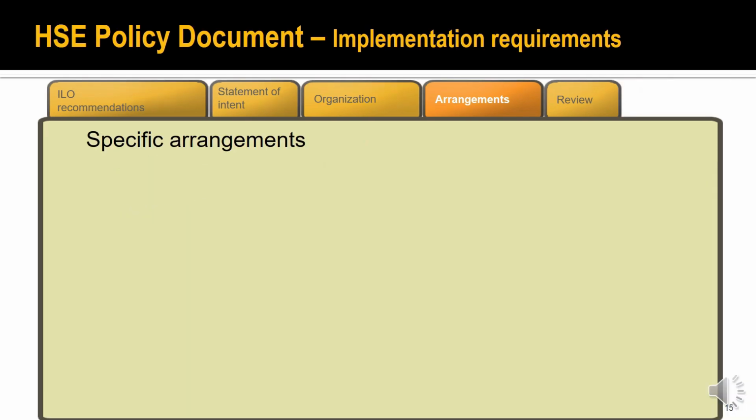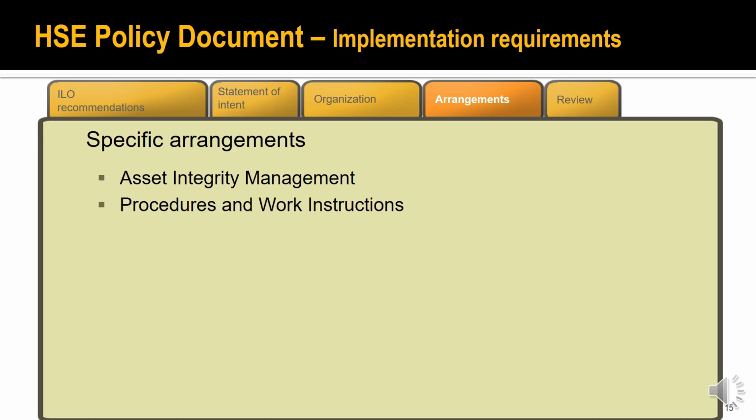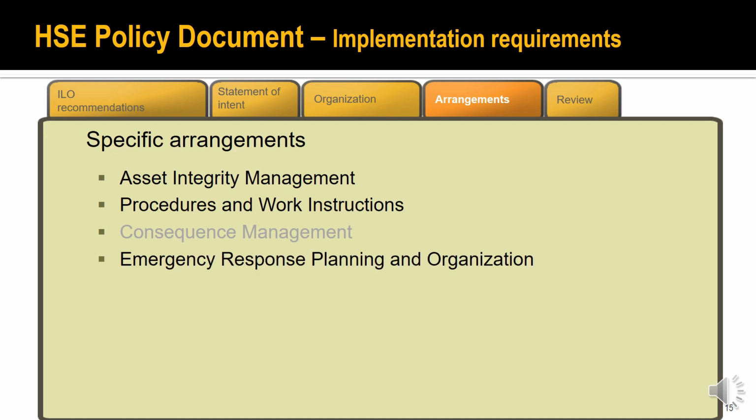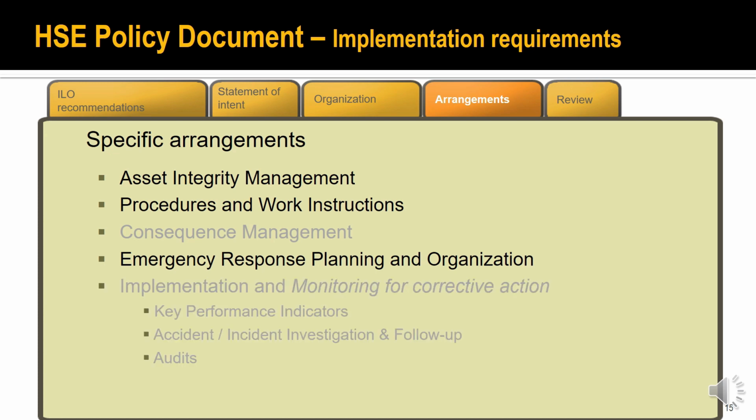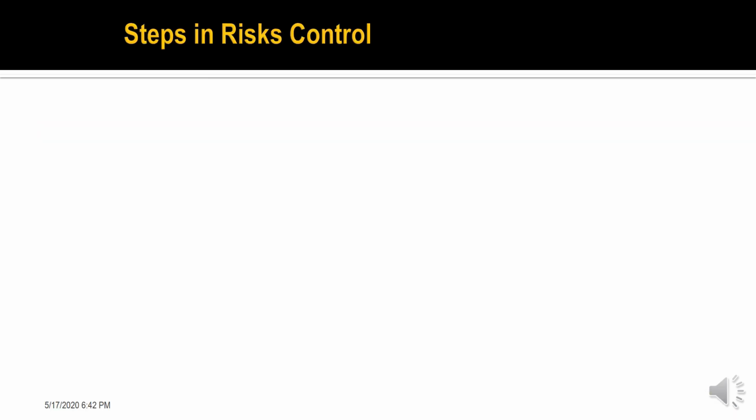Also it says in arrangements very specifically, asset integrity management. You can't say the roof collapsed and one person died. No, we have to have an asset integrity management system. Procedures and work instructions: we have to tell workers what to do and how. Consequence management, here I have made it a little gray because it is not directly connected with the health and safety management system. Then emergency response planning and the organization to support. So once you have all these requirements in place, you are complementing the specific requirements mentioned in the HSE policy.